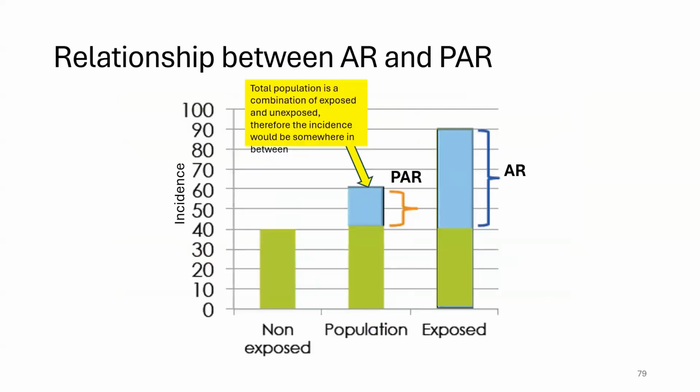So again, to reinforce this or to say it again more clearly, we know that the population is some combination of the exposed and the non-exposed. So it's going to be some type of average between these. So population will never be greater than the exposed or less than the unexposed.